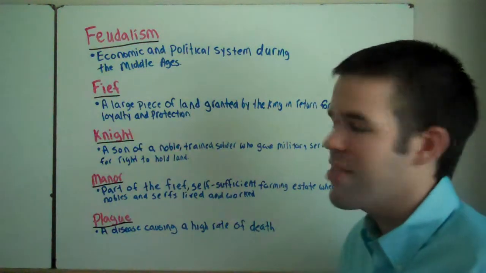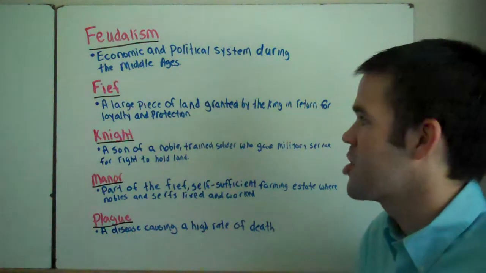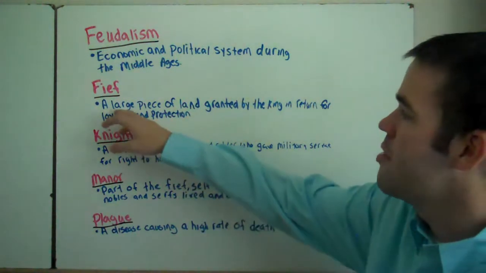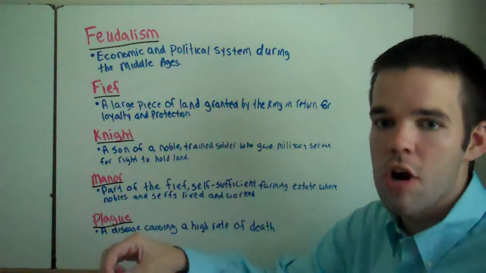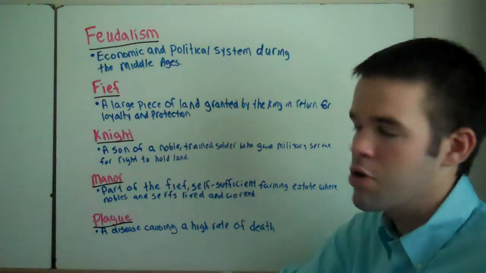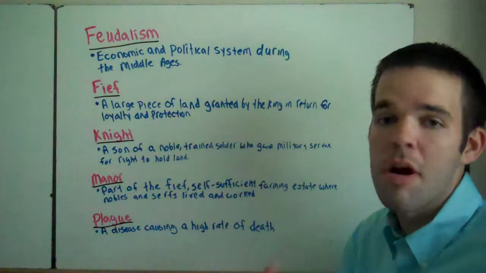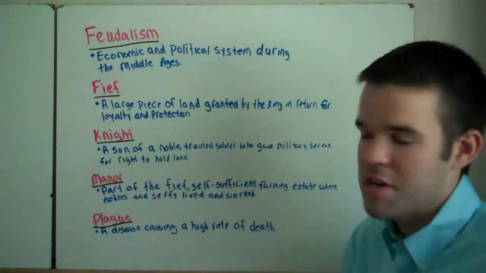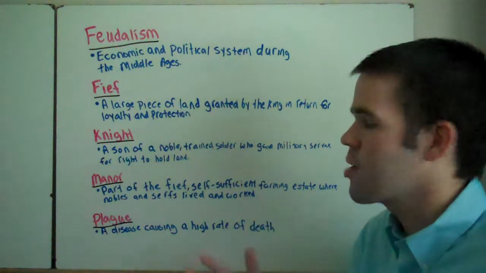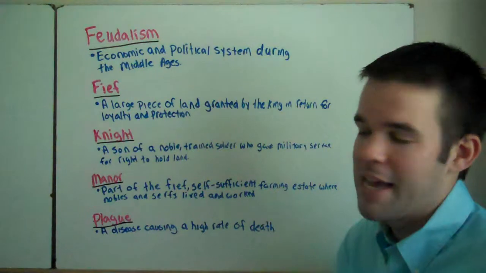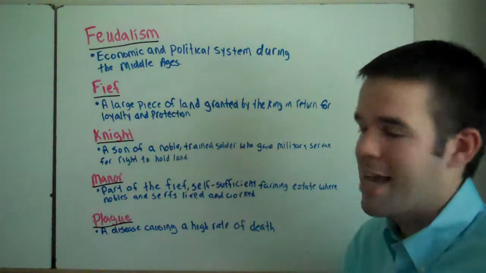Fief is a large piece of land granted by the king in return for loyalty and protection. So, the fief is the piece of land. In return for that piece of land being granted to a person, that person has to give the landowner, the person who gave it, loyalty and protection in times of war, in times of need. If that group goes to war, they have to go and protect. Or if that piece of land gets invaded, they have to protect it.